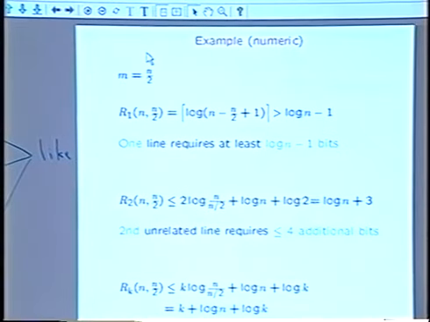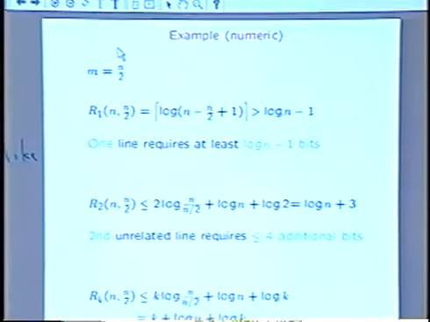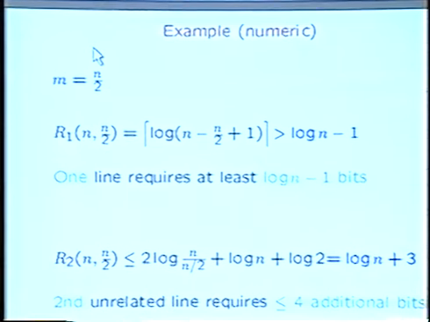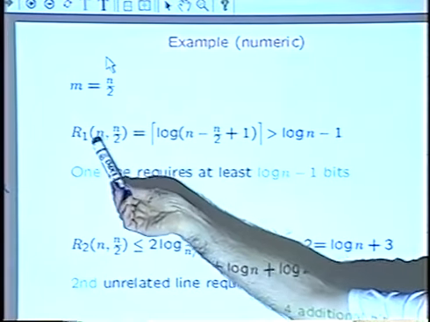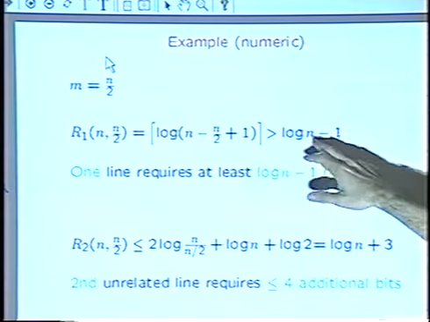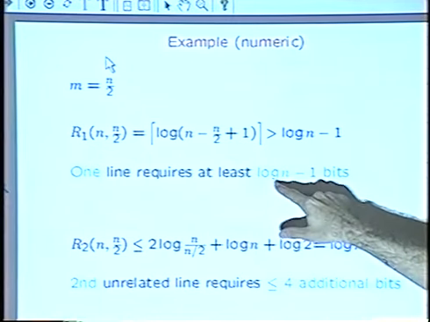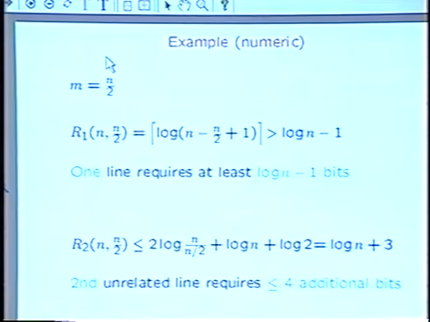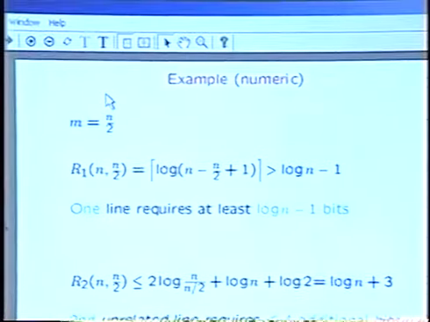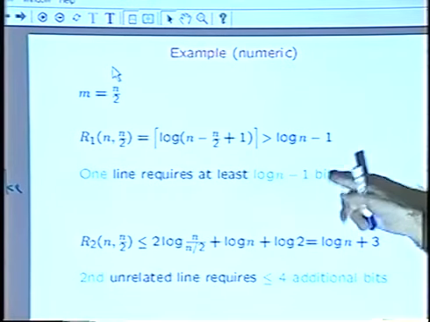Okay. So to get some intuition about these numbers, we'll take m, which is n over 2. So every customer likes half of the shirts and half of the pants. Then to get, for exactly 1, you need log of n minus n over 2 plus 1, which is log of n minus 1, essentially. So we said that one line requires at least log of n minus 1 bits. You agree with that? Because you get here log of n over 2 plus 1, it's bigger than, right? So if you have n over 2 shirts, you need log of n minus 1 bits.